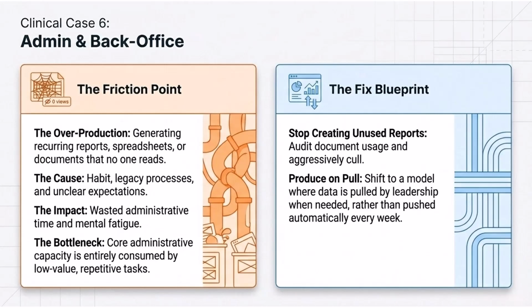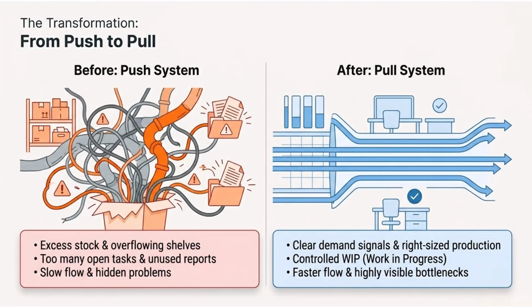Now what we're going to do, we're going to stop creating unused reports. We're going to audit all the documents to understand who's using them and then aggressively cull anything that's not. And then we're going to produce on a pull model, where we shift to a model where data is pulled by leadership when needed rather than pushed automatically every week.